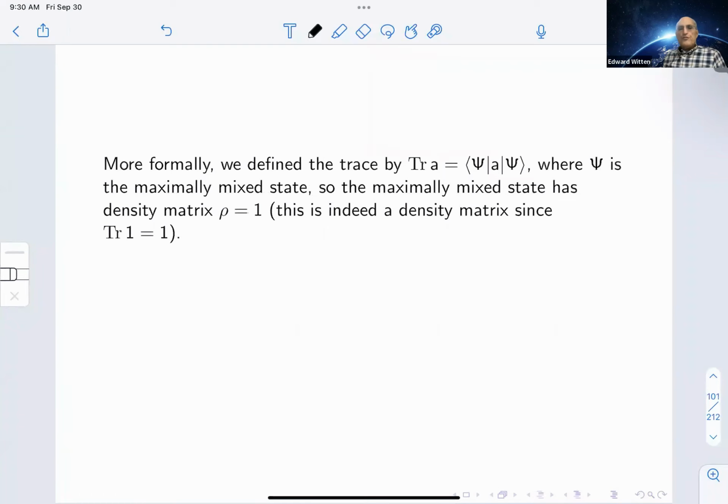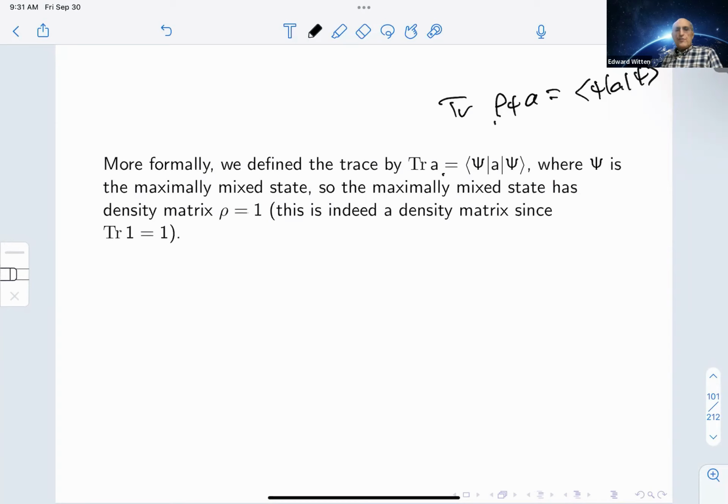More formally, we define the trace by the expectation value in the maximally mixed state. So, in other words, the density matrix of the maximally mixed state would be defined by this. Comparing the definition of the trace to the definition of the density matrix, we see that the maximally mixed state of a type 2 algebra has density matrix 1.